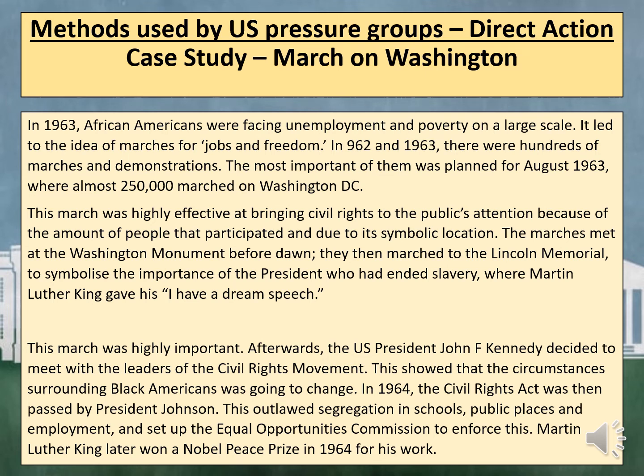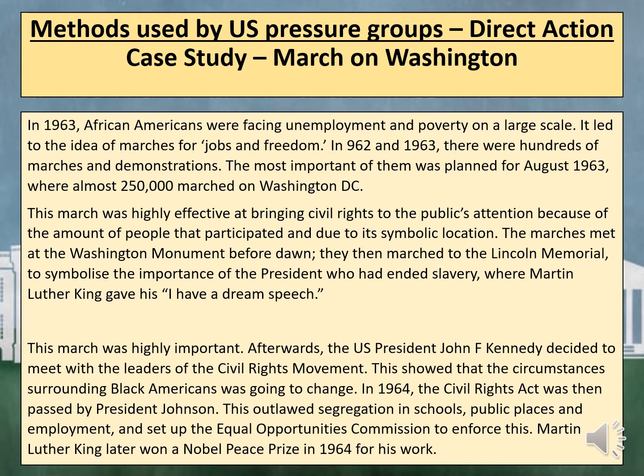Let's look at a case study of direct action. We're going to look at the March on Washington. In 1963, African Americans were facing unemployment and poverty on a large scale. It led to the idea of marches for jobs and freedom. In 1962 and 1963, there were hundreds of marches and demonstrations. The most important of them was planned for August 1963, where almost 250,000 marched on Washington, D.C.